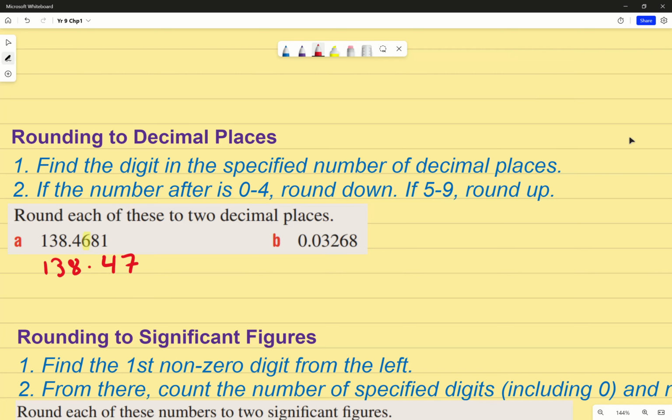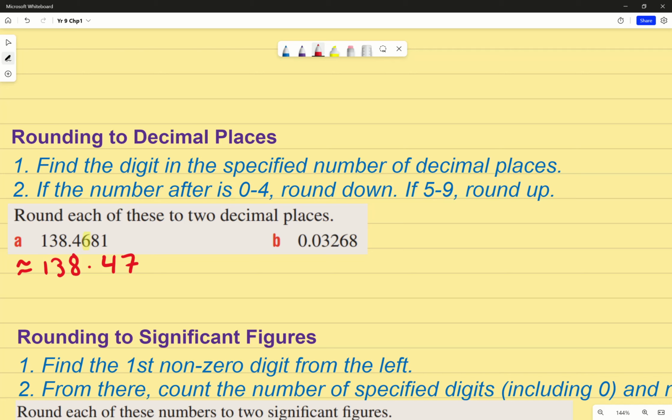Does anyone know which symbol I use in between these two? Because they're not technically the same thing, are they? Does anyone remember the symbol I use to show that it's not exactly equal, but it's about the same? Like 2 squiggly lines. Perfect, the approximate symbol. So 138.4681 is approximately 138.47.